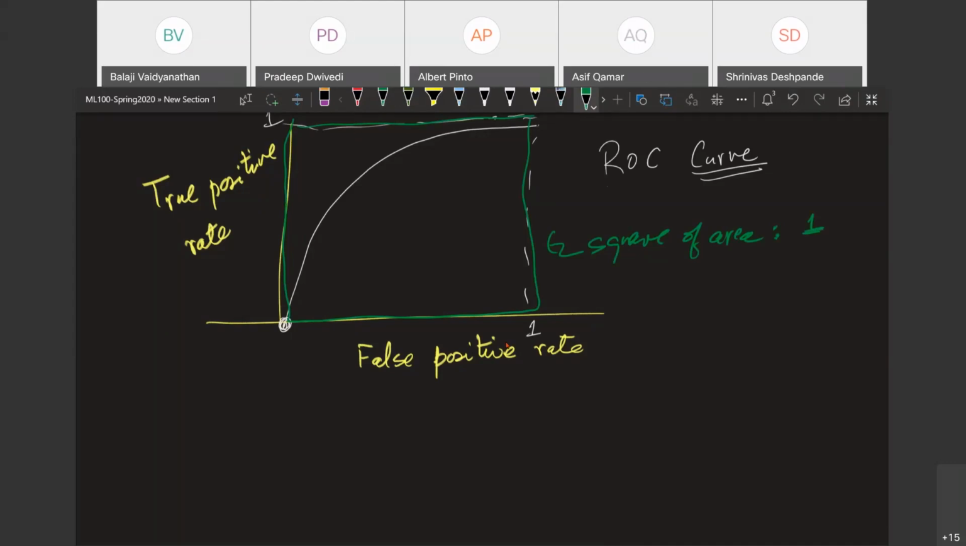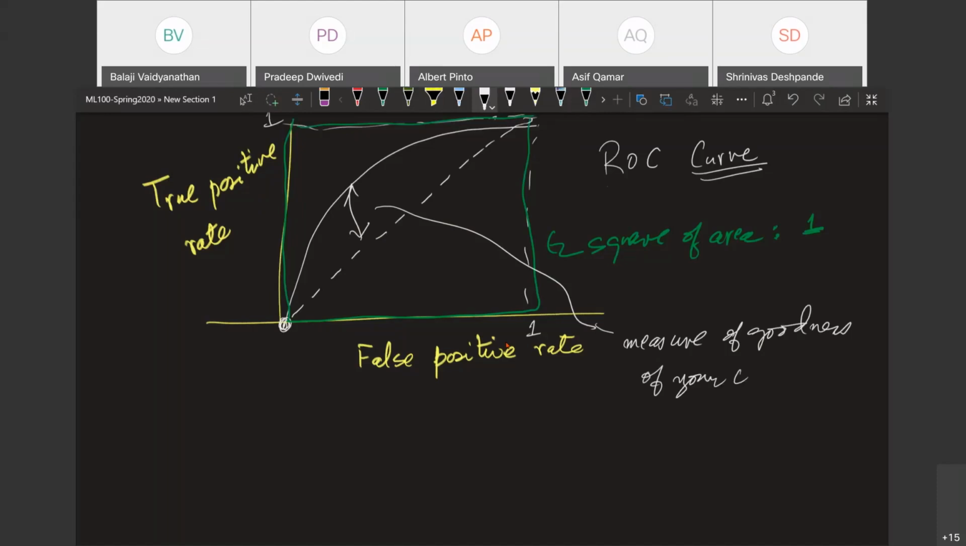So now what happens is, suppose in your classifier, you are still doing a trade-off between false positive and true positive, right? But nonetheless, you get this particular curve. If you compare it with this curve, which is the 45-degree angle diagonal, the gap between these two is a measure of goodness of your classifier, one of the measures.